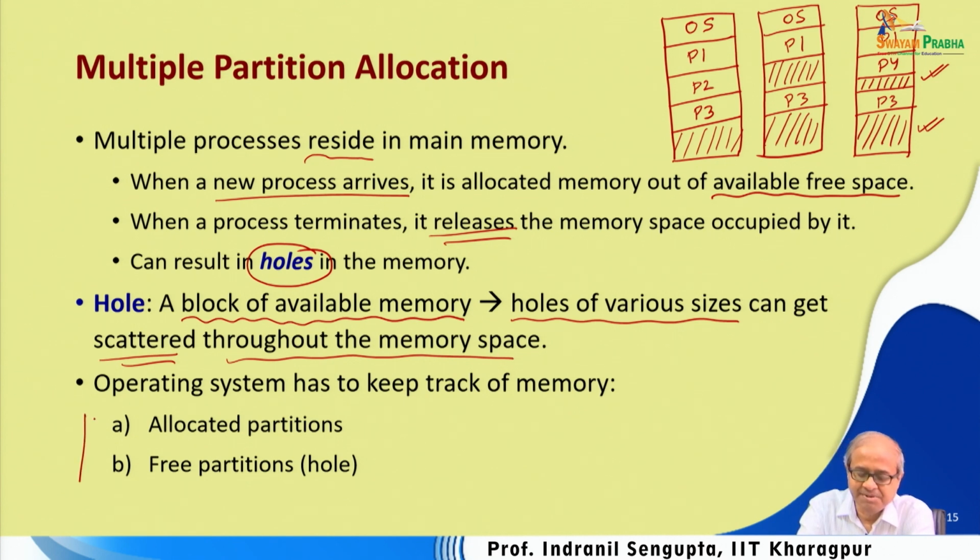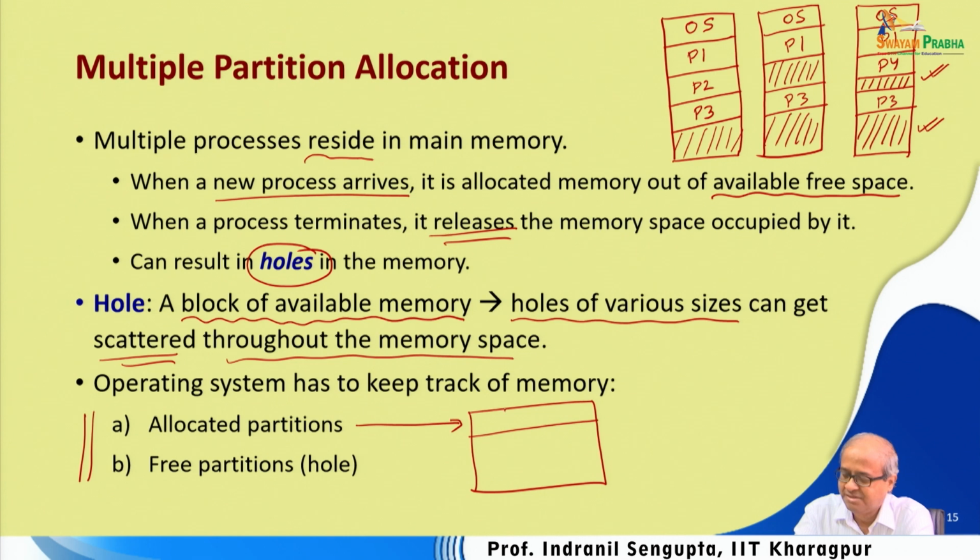The operating system needs to keep track of 2 things. It will maintain some tables. The first is with respect to allocated partitions. For example, in the starting case, it will maintain information about the partitions, let us say P1, P2 and P3. It can store the corresponding values of the base register and limit register: what is the starting address in memory and what is the size. So, it can maintain this information.